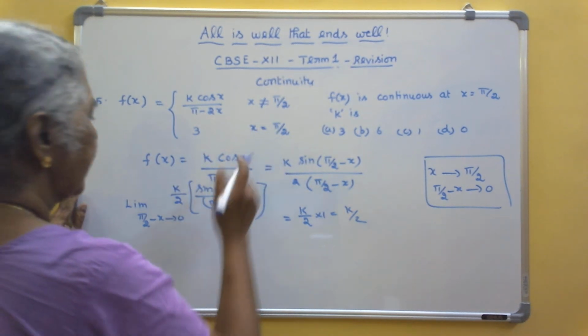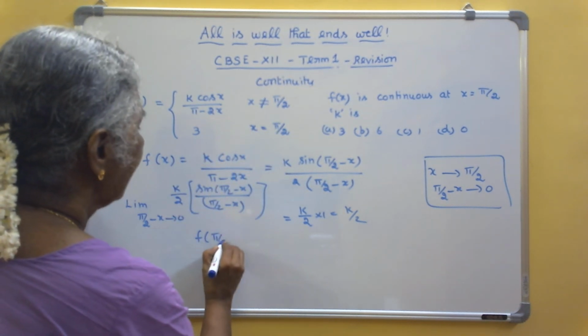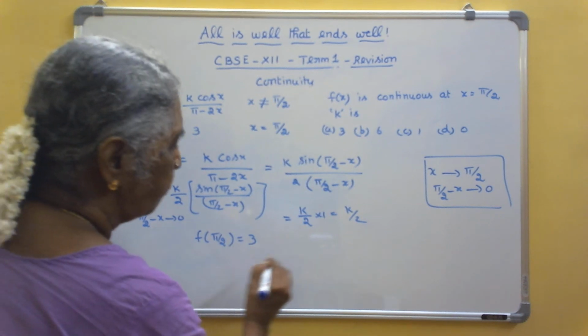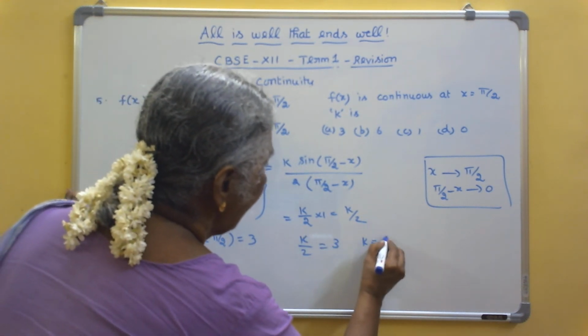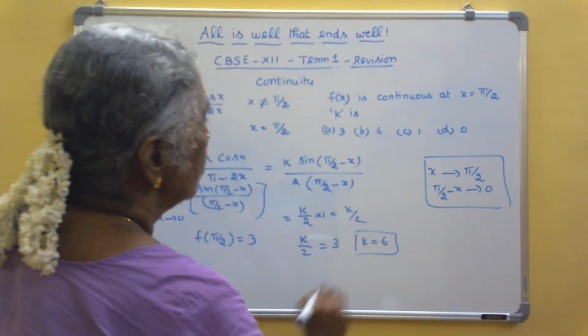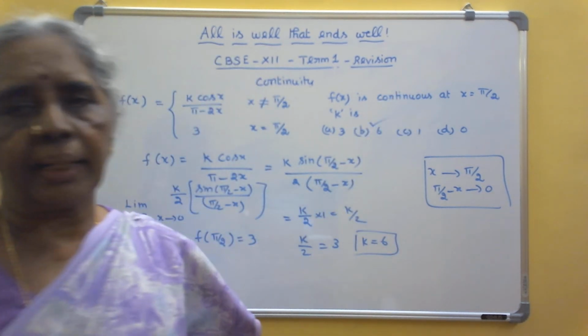Now, coming to the f of pi by 2, they have given that is equal to 3. That means k by 2 is equal to 3. So, k is equal to 6. So, the option B is the correct option.